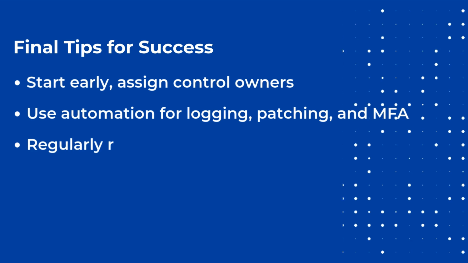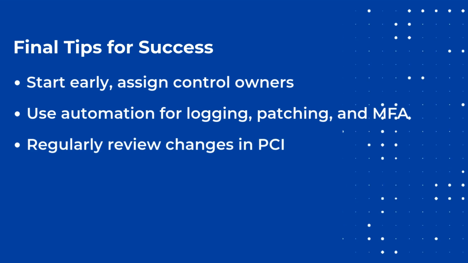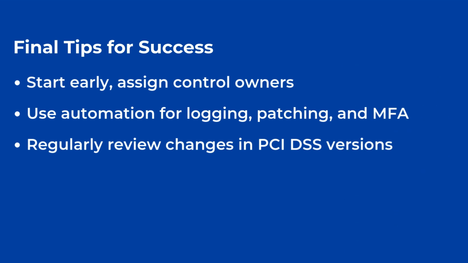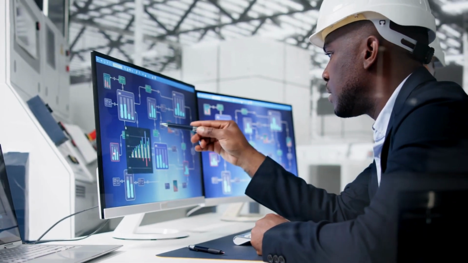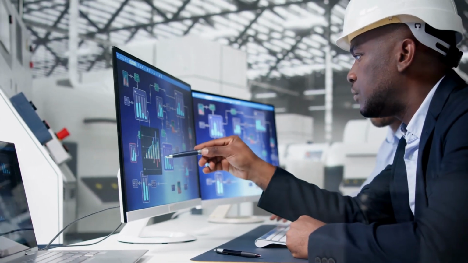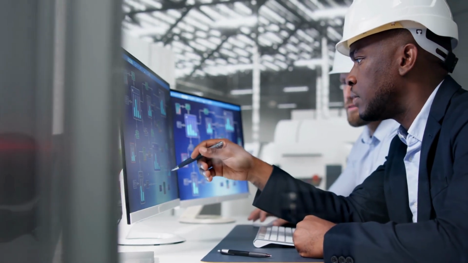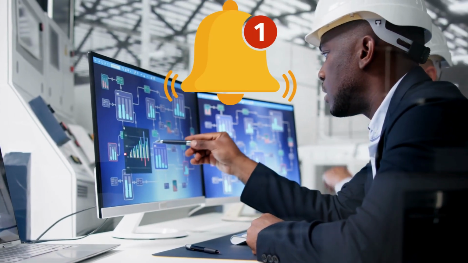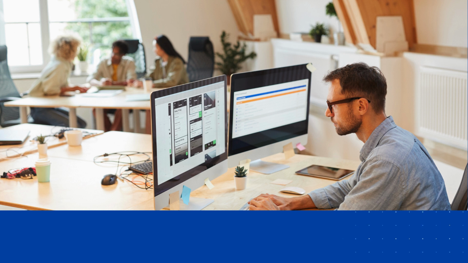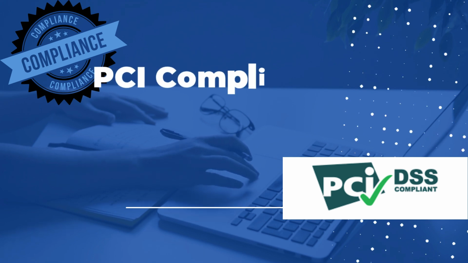Second, assign control owners. Each requirement, whether it's access control, logging, or patching, should have a clearly responsible team or individual. This avoids finger-pointing and ensures nothing falls through the cracks. Third, lean on automation wherever you can. Log management, vulnerability scanning, patch updates, and MFA enforcement. These are all areas where good tools can lighten your load and improve accuracy. Don't wait for alerts to pile up. Let your tools surface the most important ones. And finally, set calendar reminders to revisit your compliance plan quarterly. Stay updated. That concludes our tutorial for today.